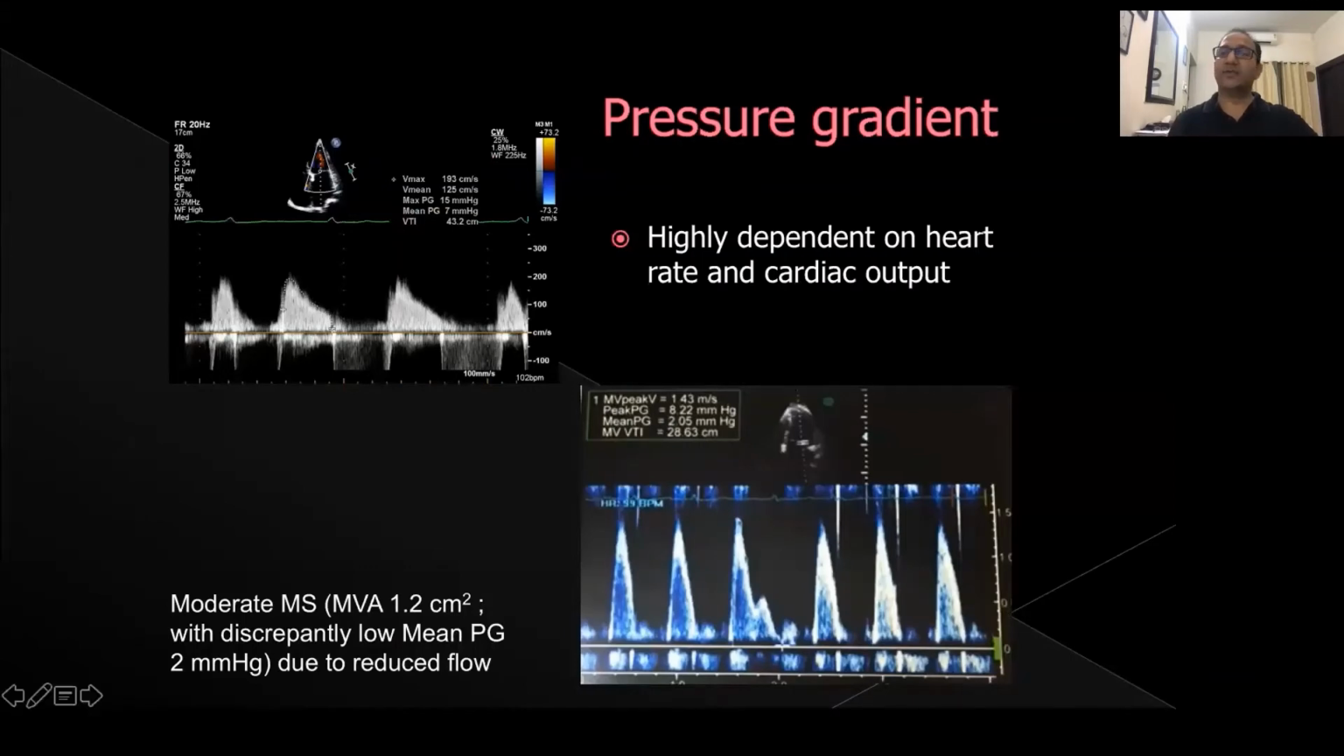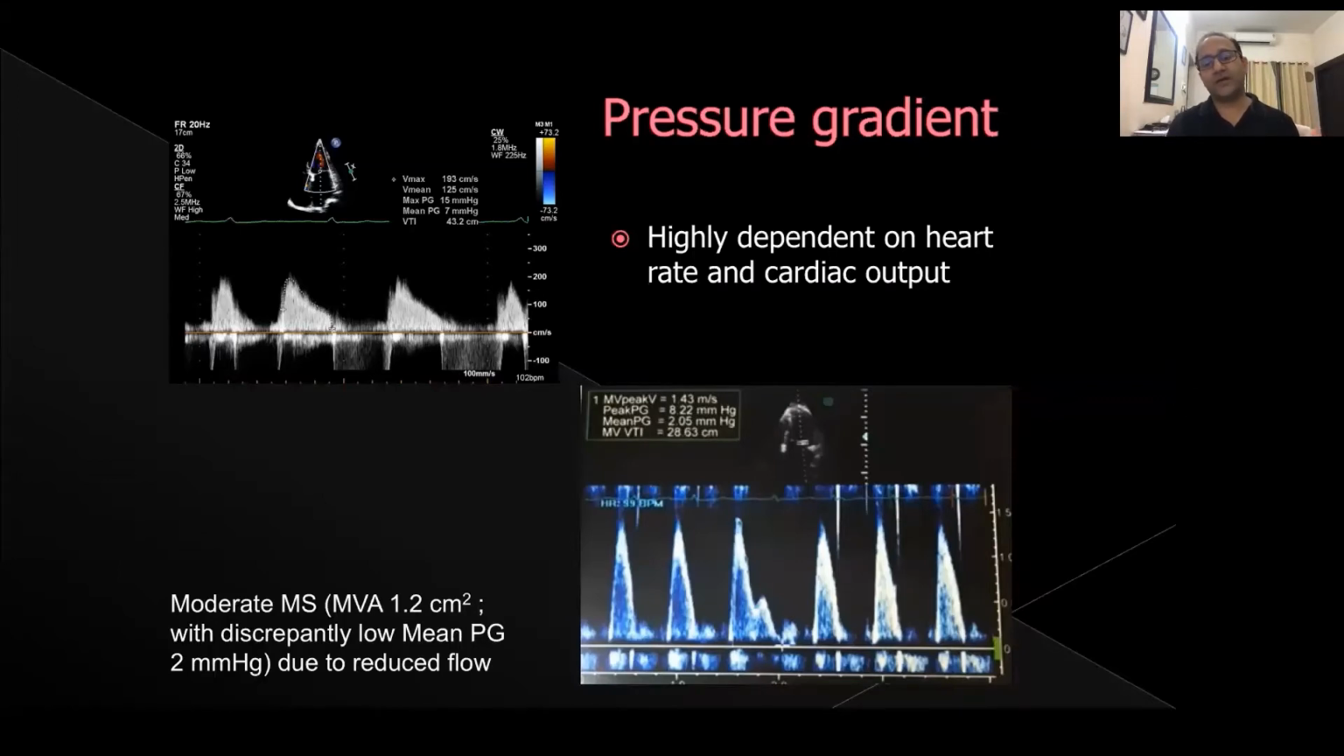Now, the problem with pressure gradients is that they're highly dependent on heart rate and cardiac output. So suppose here the heart rate is 102, I give beta blockers or lanoxin, and the gradients can actually come down from mean 7 to about 3 or 4. Sometimes if there is a reduced cardiac output due to any reason, for example, in this case of mitral stenosis with mitral valve area being 1.2, the patient is in AF, you can see that the gradient is actually very low at 2 only because of reduced flow. So the pressure gradients can vary.